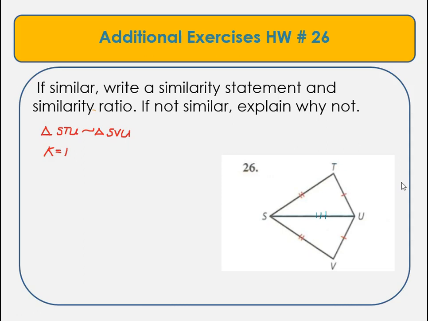And how do we get that 1? Well, if TU was 3, that would mean UV would be 3. And if TS was 4, that would mean that SV was 4. And whatever number is here would be the same number here. So if you were to write comparative ratios, you would have 4 over 4 and 3 over 3 and 6 over 6, which equals 1.